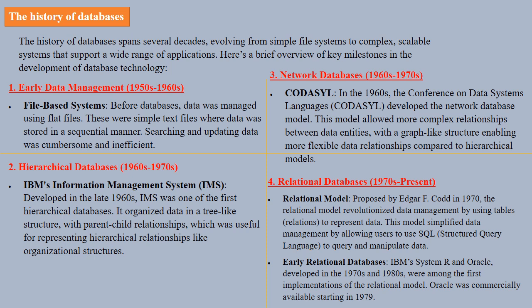4. Relational databases, 1970s to present. Relational model, proposed by Edgar F. Codd in 1970, the relational model revolutionized data management by using tables, relations, to represent data. This model simplified data management by allowing users to use SQL, structured query language, to query and manipulate data. Early relational databases, IBM's System R and Oracle, developed in the 1970s and 1980s, were among the first implementations of the relational model. Oracle was commercially available starting in 1979.